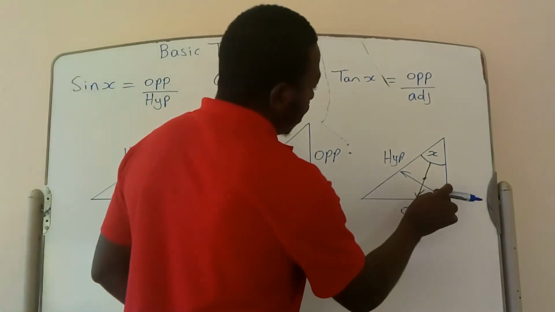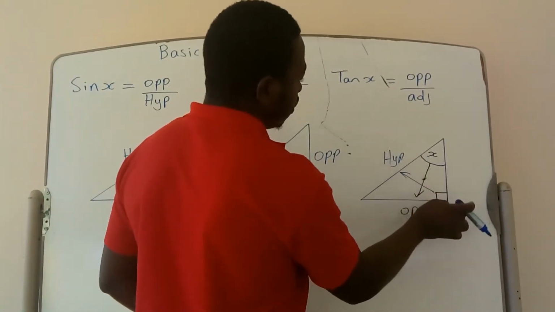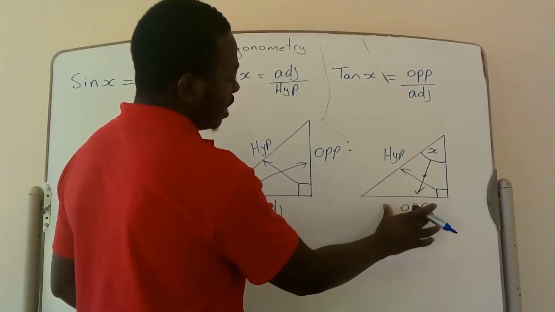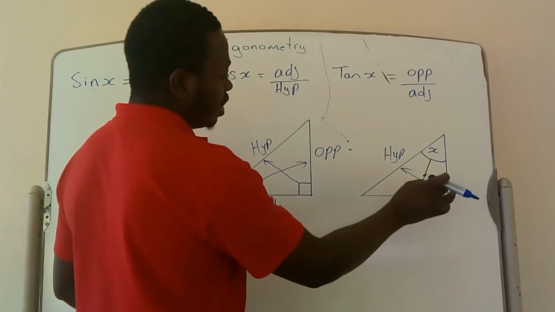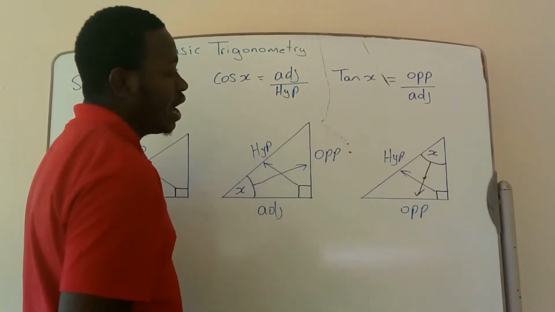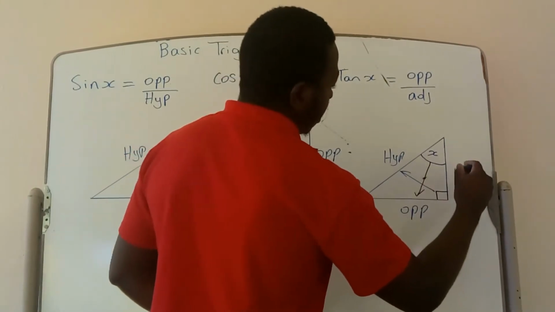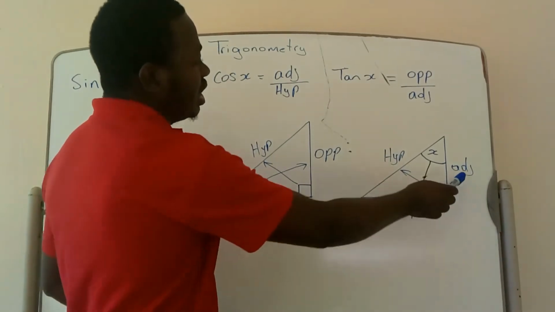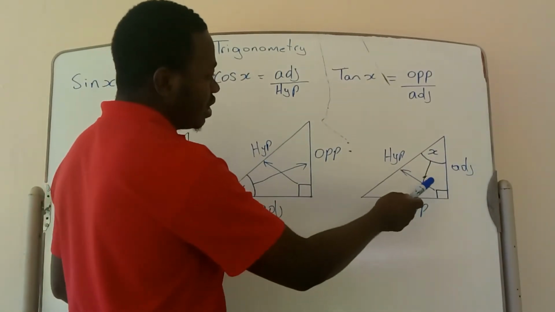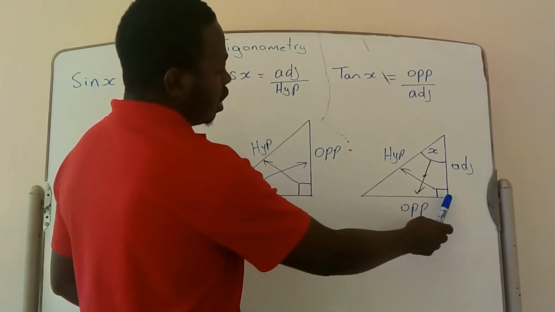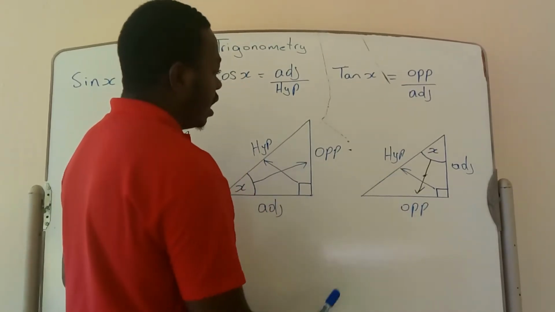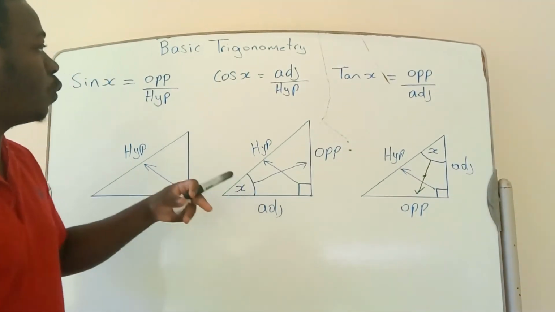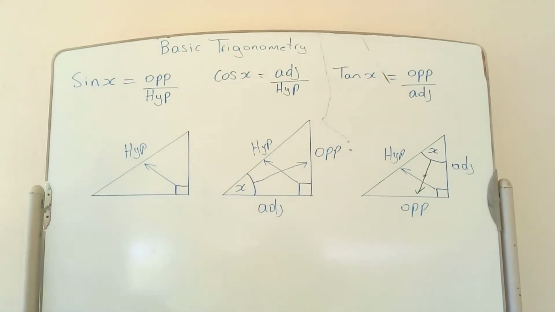Which only leaves us with one thing to label, which is this side, and it has to be the adjacent, since we know for a fact that these two sides are accurate: this side is the opposite side and this side is the hypotenuse. Then this has to be the adjacent side, right? And we know that adjacent in this context means alongside, and opposite means directly in front of, right? And that's how you would label your triangle based on what you have, right?